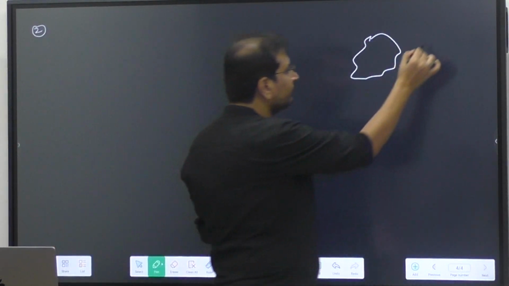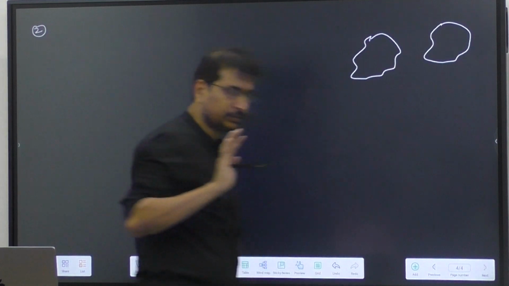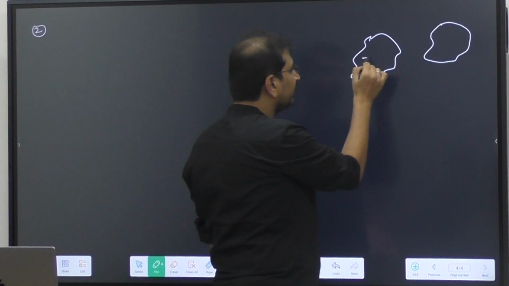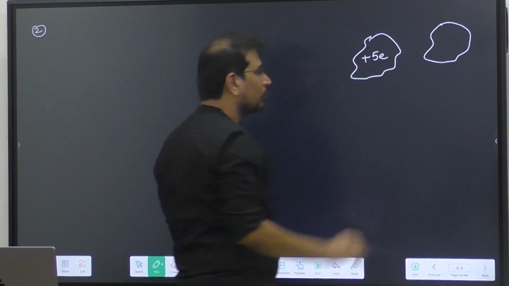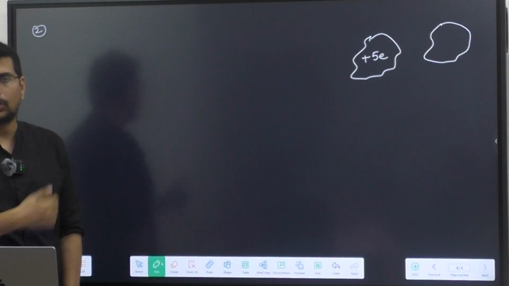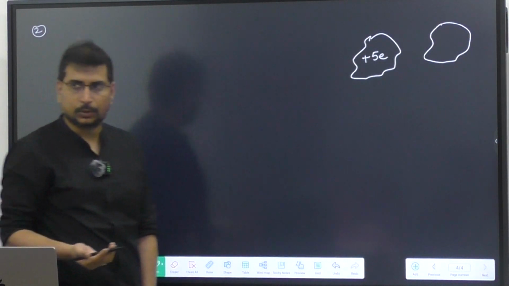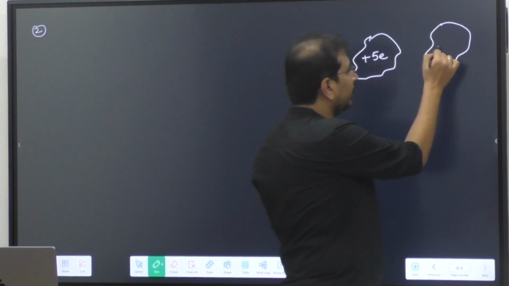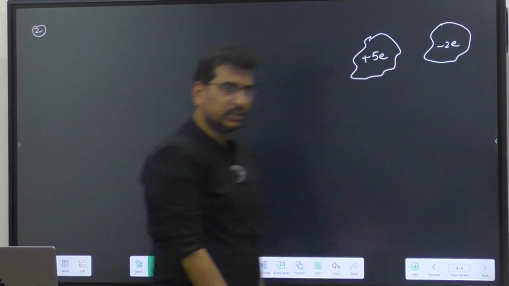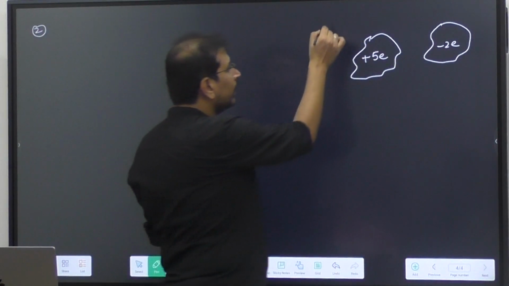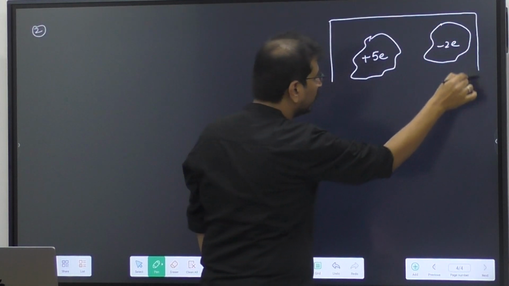Suppose I have a system where there are two charges, right? Where there are two charges, and let me say that this material has a charge of plus 5e. So what is your understanding of this? It has lost 5 electrons. And here I am saying minus 2e. What is your understanding of this? It has gained 2 electrons. Now what I'll do is I'll take these two potatoes and put it in a box.